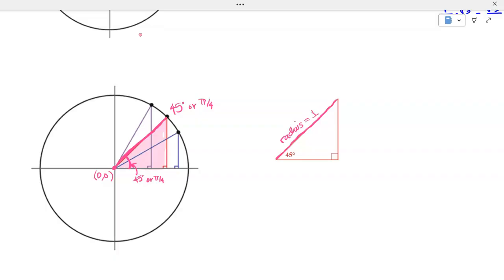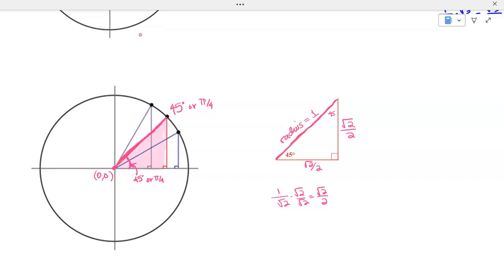Now, if we wanted to find the lengths of these legs, we're going to take that 1 and divide it by the square root of 2. And we will have to rationalize that to give us the square root of 2 over 2. And in a 45, 45, 90, we know that both of the legs are congruent. So both of them are going to be radical 2 over 2.